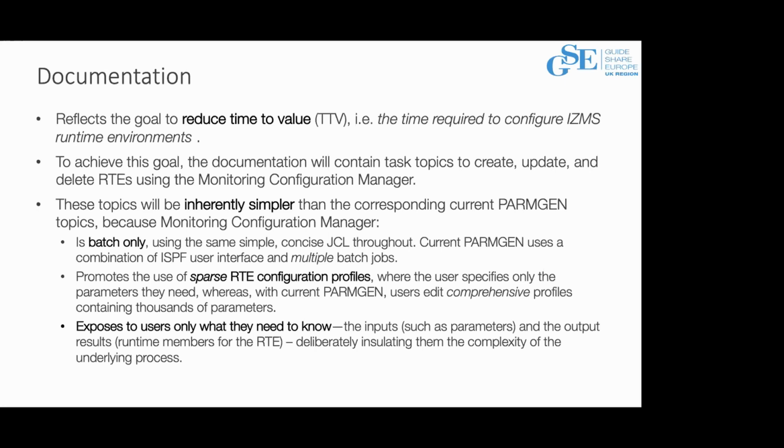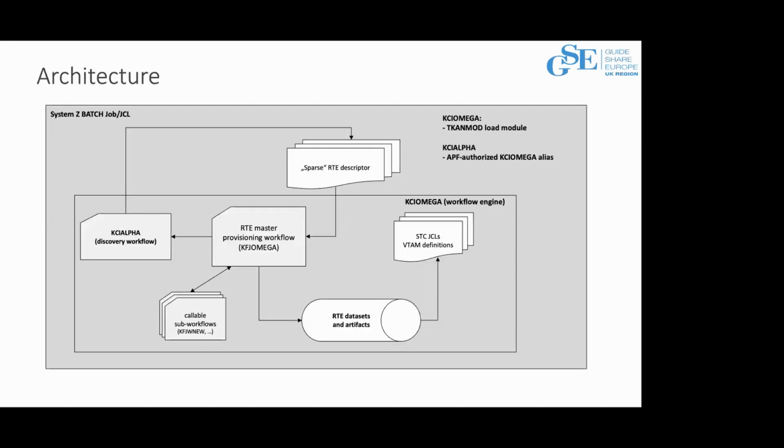And as you see on this slide, it's batch oriented. You only get to see the sparse parameters. You don't need to see all of them, and we expose to the users only what you need to know. Okay. So what's the architecture?